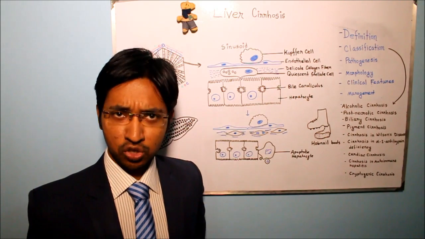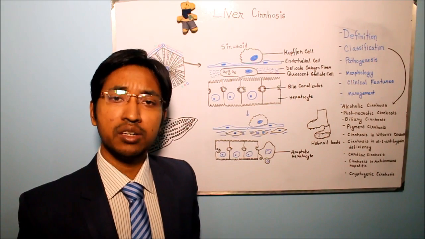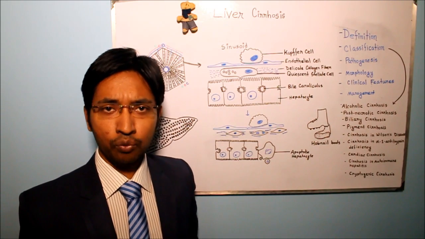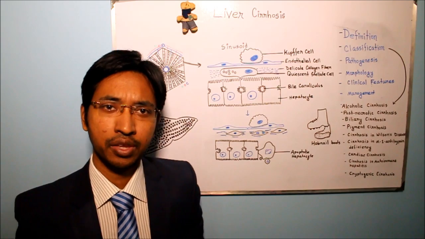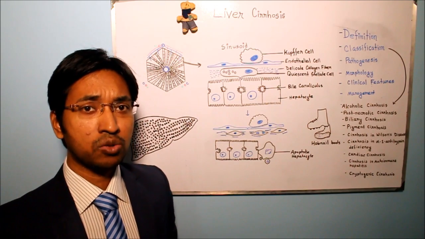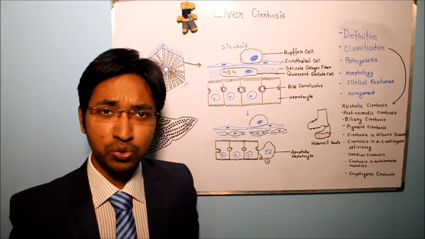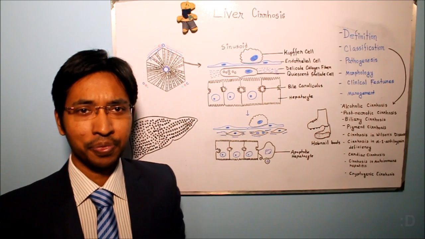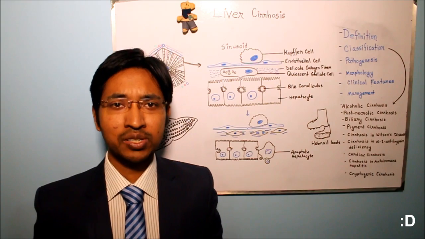The next feature that we have to remember is that in a liver cirrhosis, there will be variable degree of vascular shunting. So now that we have talked about the features of liver cirrhosis, now we are ready to define liver cirrhosis. Okay, I hope you are still with me.